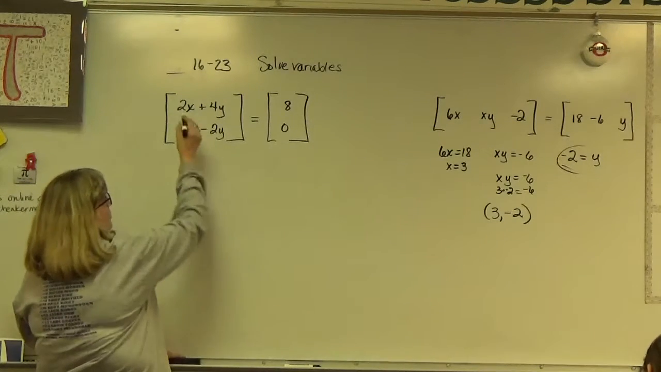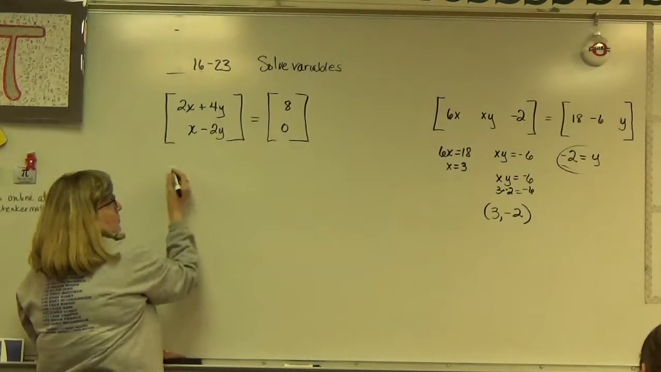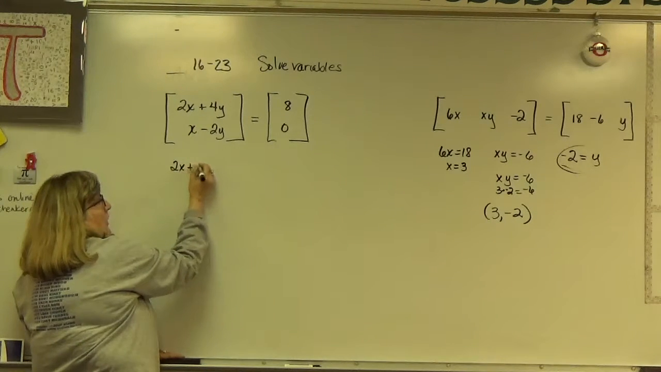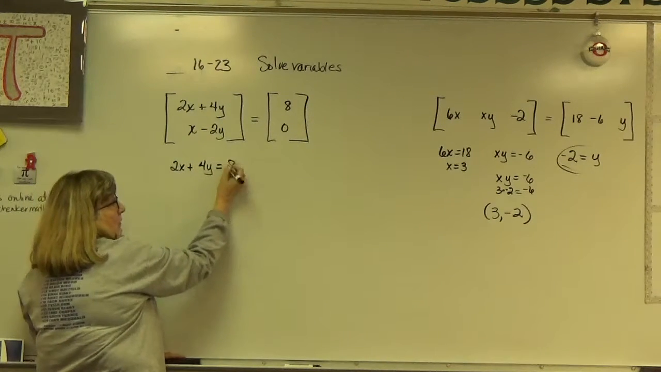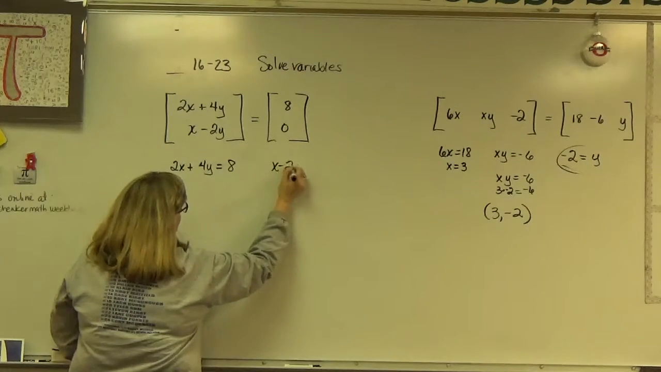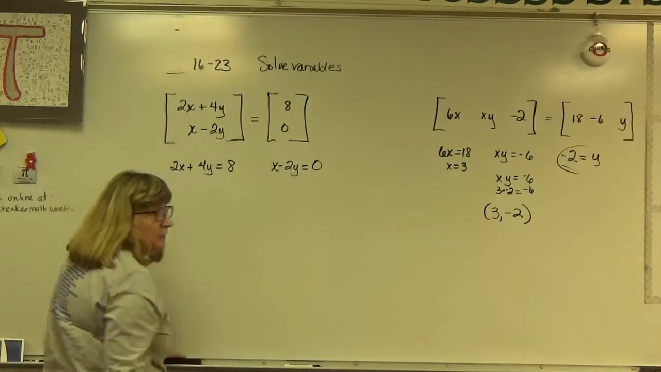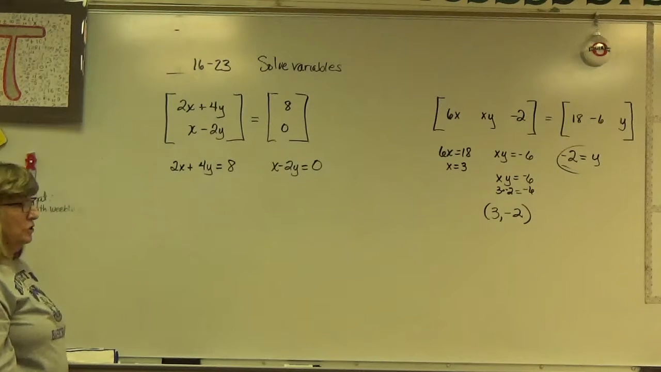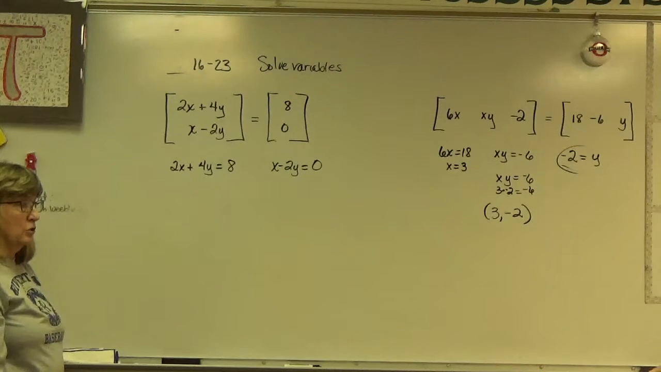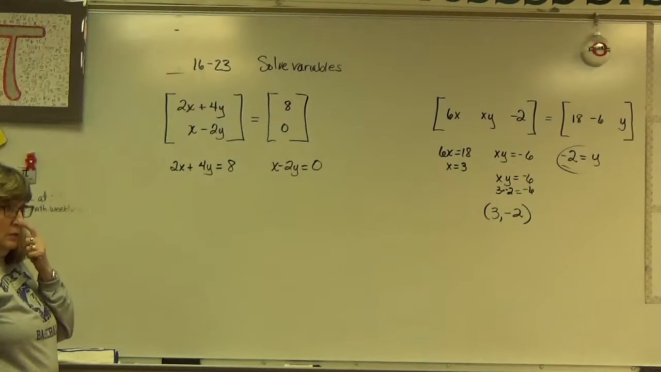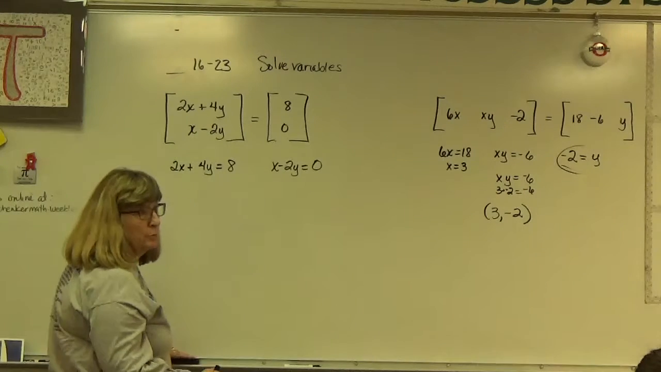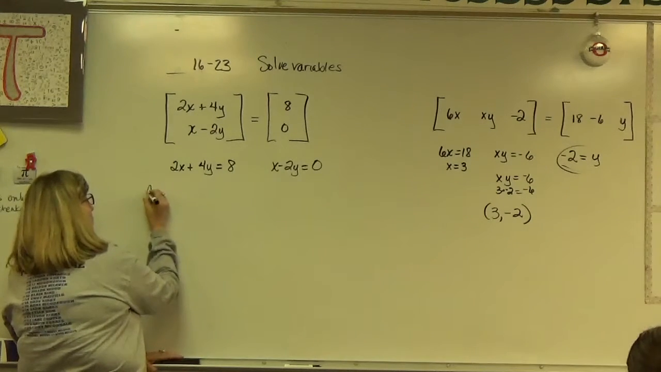So when I set first row, first column equal to the first row, first column in the second one, what am I going to have? 2x plus 4y equals 8, and the second one would be x minus 2y equals 0. Now, this is a system, so we've got to solve it by either using addition, elimination, or substitution. So I'm going to use both methods, and then you guys can use whichever method you prefer. So first, let's go over addition, elimination.